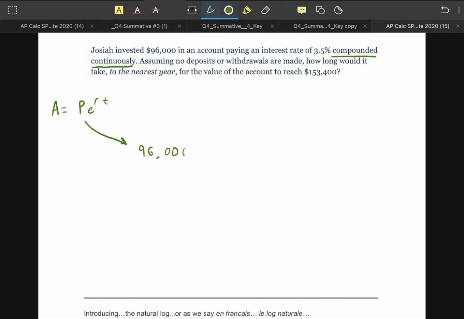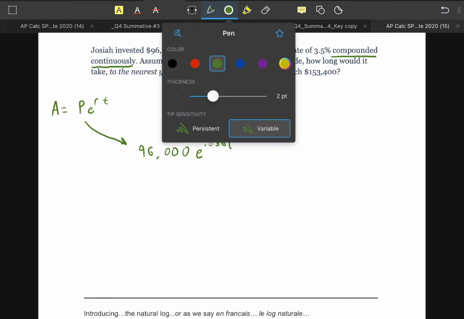e is just e. It's not a variable. The rate, 3.6% as a decimal, is 0.036. And I'm going to leave this as x because it says here, and maybe I'll do this color-coded so you can see it here.